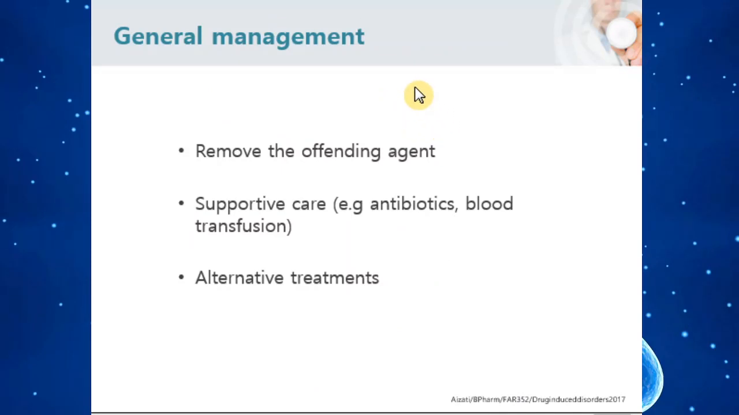And in general, when we're dealing with drug-induced hematological disorders, of course we want to remove the offending agent first, and then we want to give the patient supportive care. For example, for neutropenia, we want to give antibiotics to cover for infection, because the patient has a reduced ability to fight infection, and also blood transfusion if the patient has anemia or thrombocytopenia. And at the same time, we want to give alternative treatments to the patient if required or necessary.